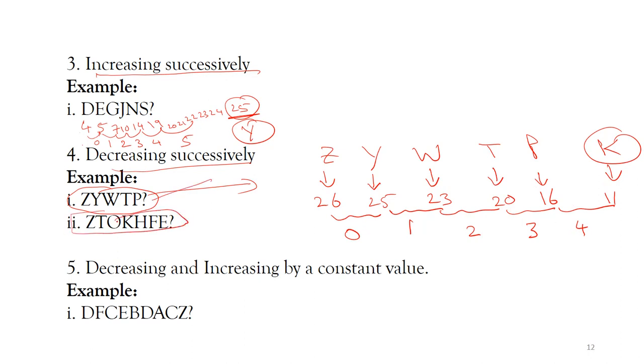Next, if you see, this is decreasing successively. So next is Z, T, O, K, H, F, E. So first write down the numbers associated with the letters for easy calculation. This is 26, and T will be 20, O will be 15, K will be 11, H will be 8, F will be 6, E will be 5. So I want to find what is the next number in the series.